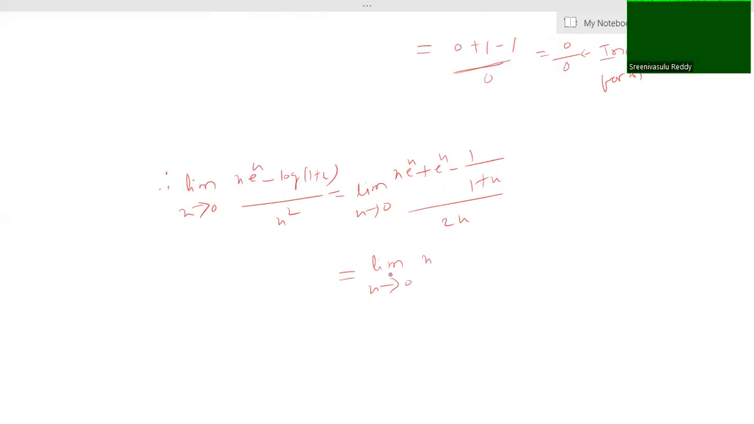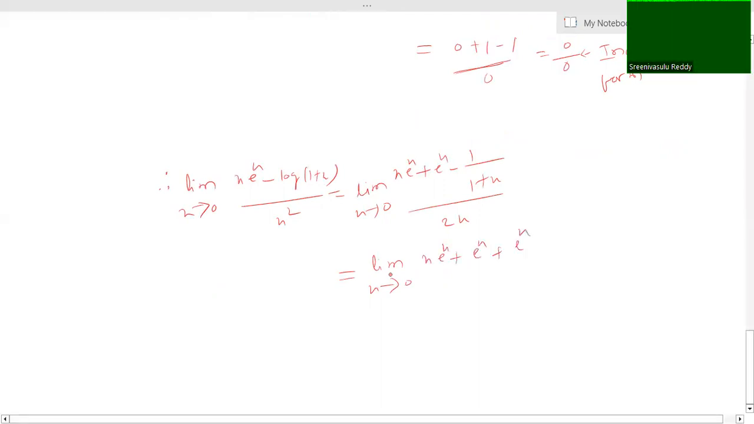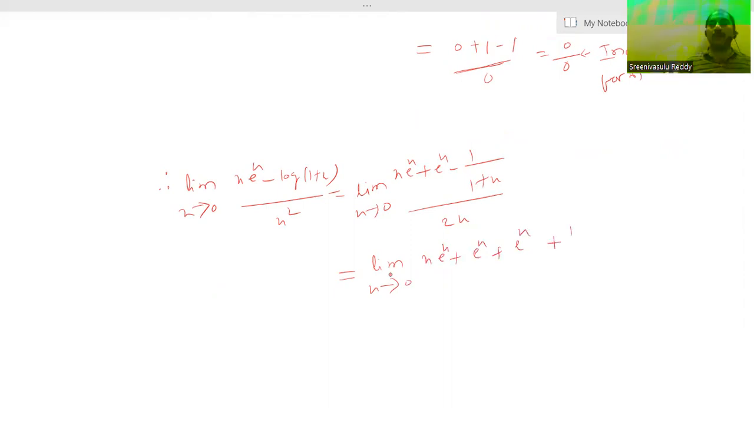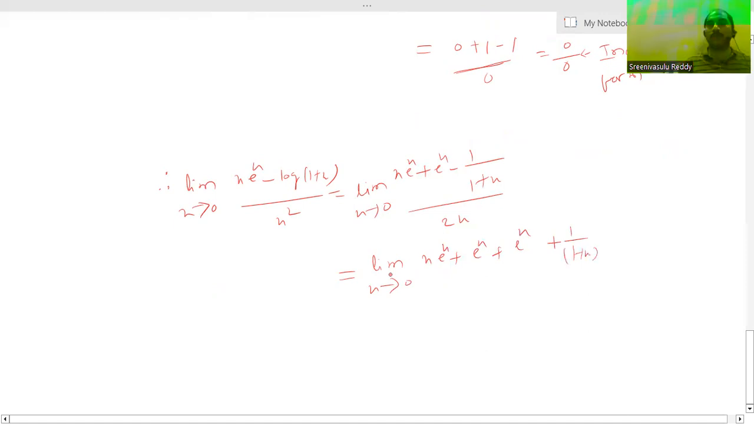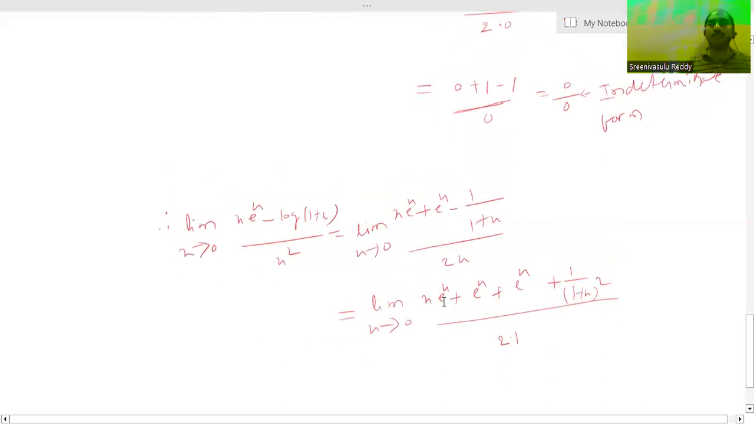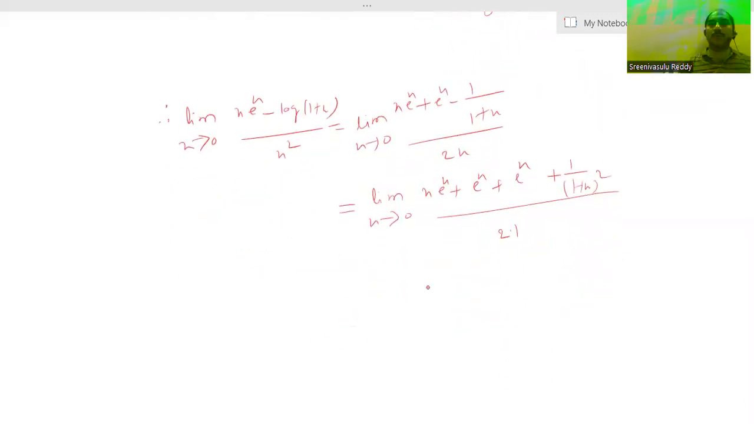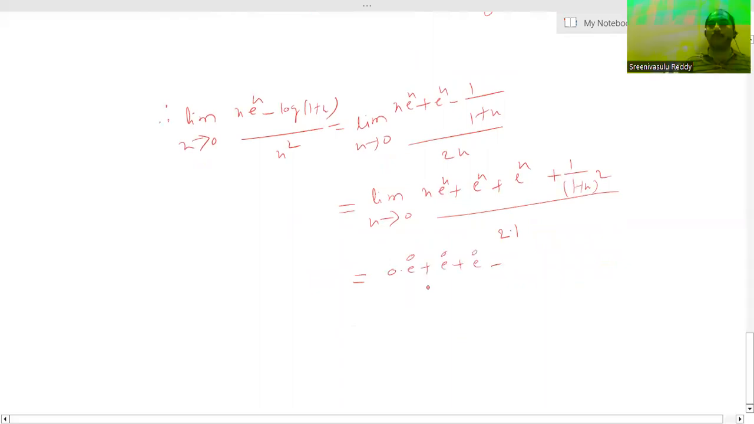The derivative of x into e power x is x into e power x plus e power x. The derivative of e power x is e power x. The derivative of 1 by 1 plus x is minus 1 by (1 plus x) whole square. Minus into minus is plus. The denominator derivative is 2 into 1. Now substitute the x value: 0 into e power 0 plus e power 0 plus e power 0 plus 1 by (1 plus 0) whole square, by 2.